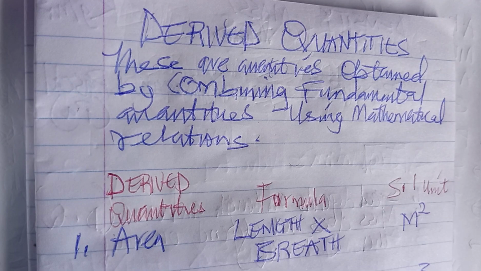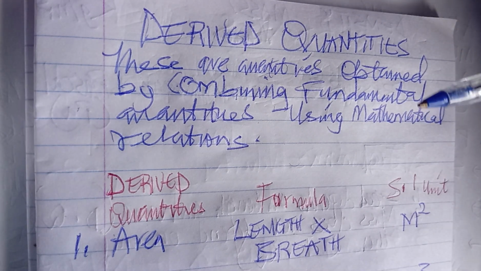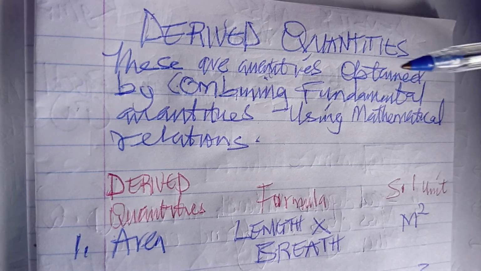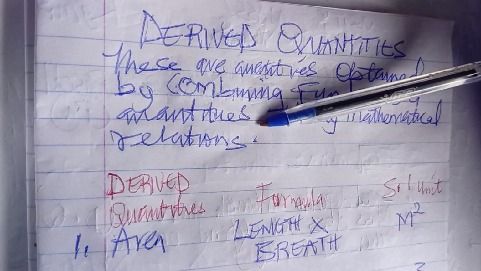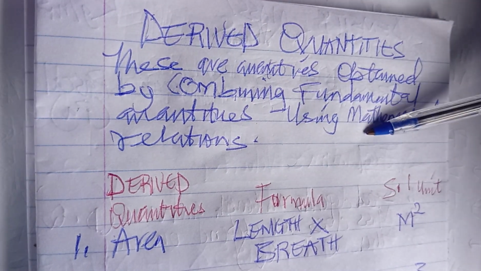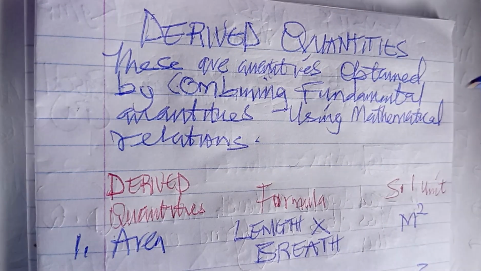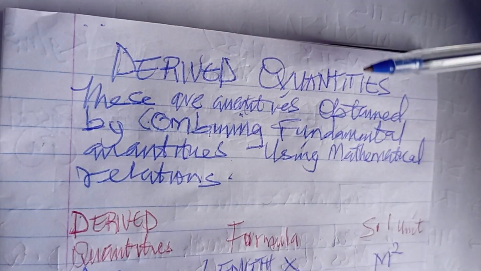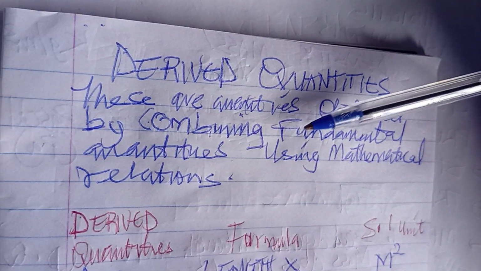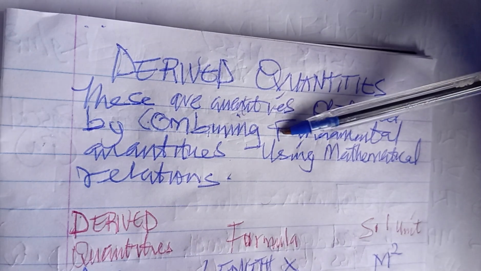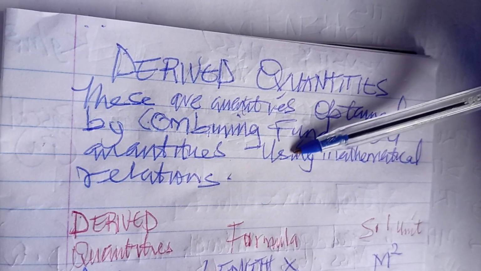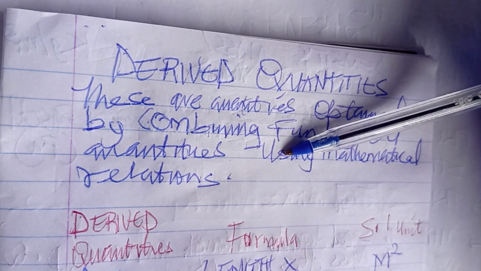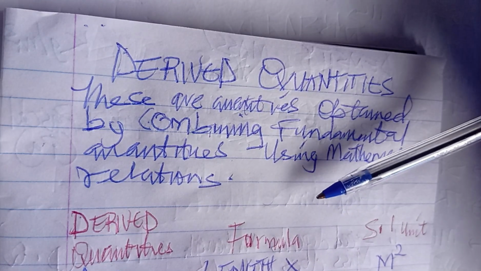Now, for derived quantities, we are talking about quantities obtained by combining fundamental quantities using mathematical relations. Are you there? So these are the quantities that we are talking about. They are being derived. Derived from what? The fundamental quantities.